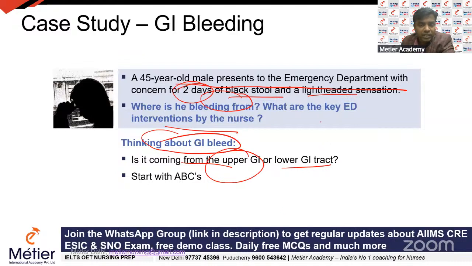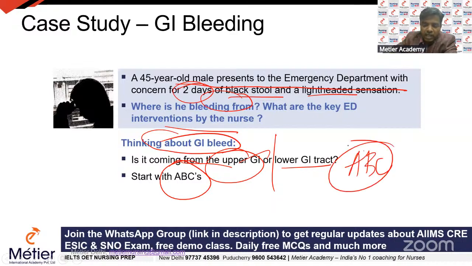So here you get two basic questions. The black stool for 2 days you are assessing, and the bleeding from the source. Black stool, dark color, is always from the upper GI bleed, and lower GI bleed is bright red. So that's the difference which you should know. And what is the management intervention? Start with airway, breathing, and ABC is always the priority.